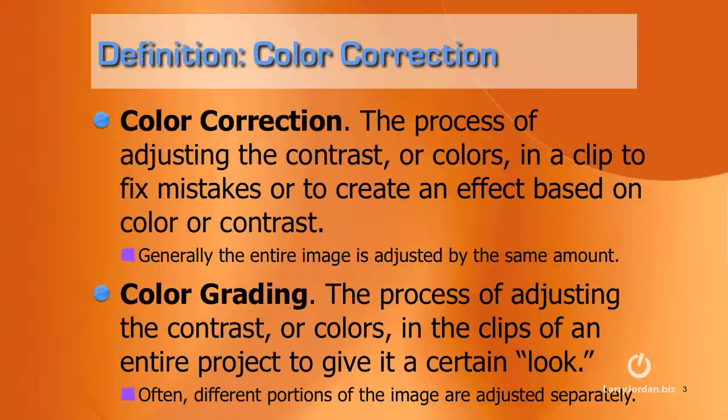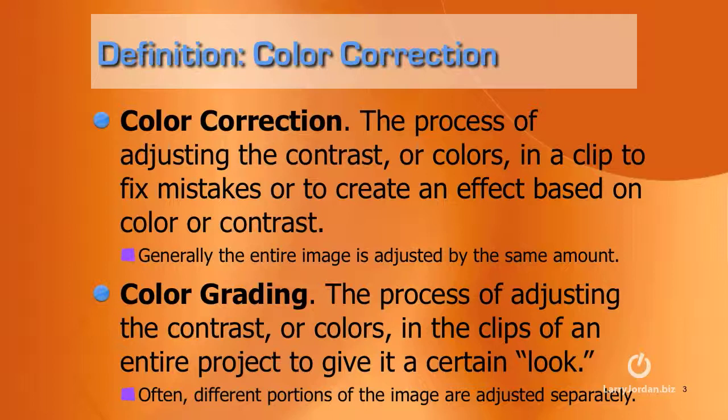Let's start with some definitions, specifically color correction. To me, color correction is the process of adjusting the contrast or the colors in a clip to either fix mistakes or to create an effect based upon color or contrast. Generally, color correction is clip-based, and the entire image of the clip is adjusted by the same amount. Think of a clip that comes in a little bit too orange or too yellow or too blue.